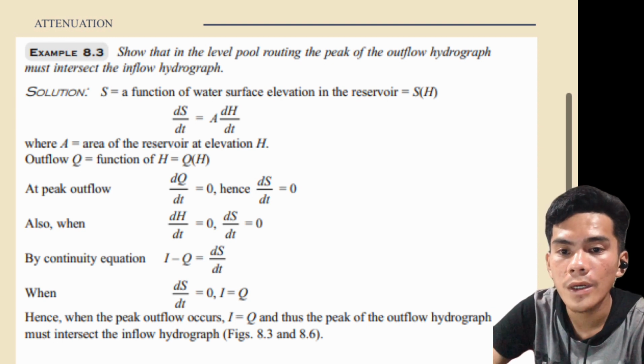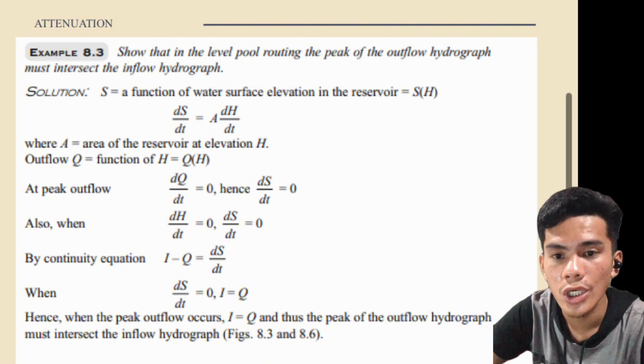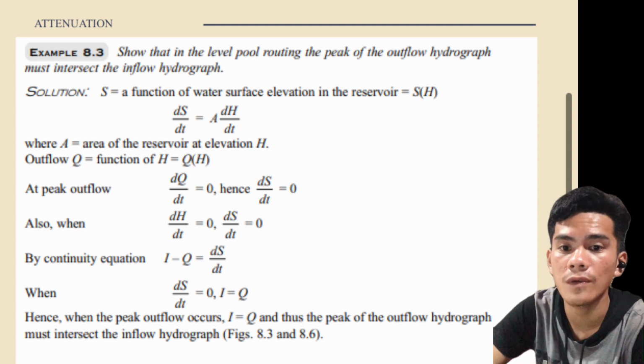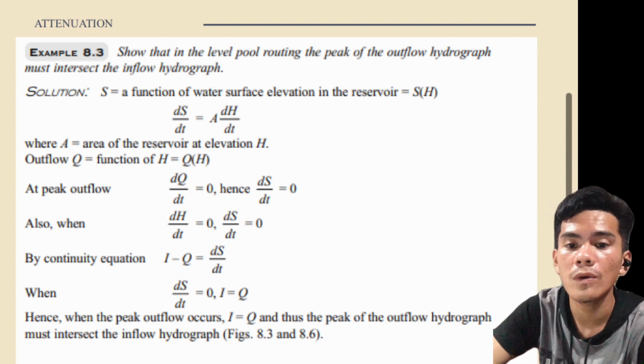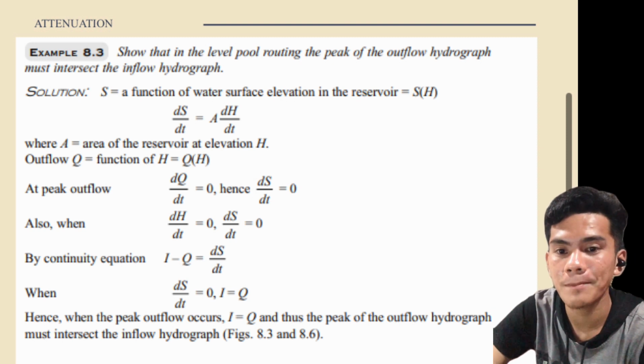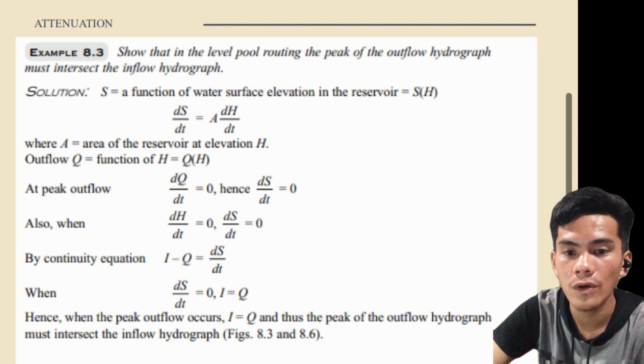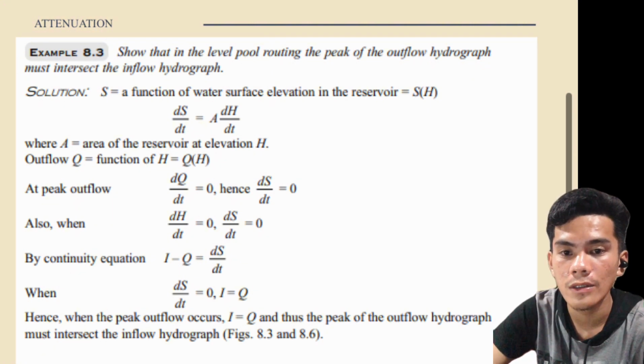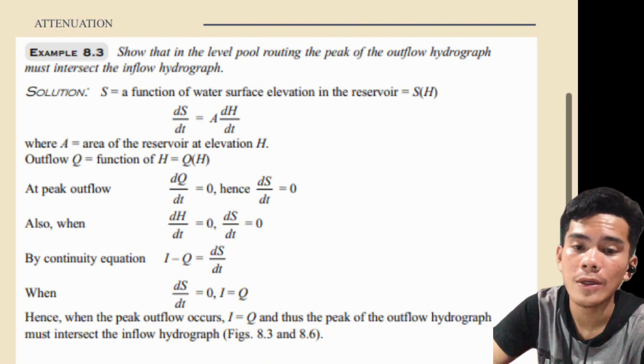Where A is the area of the reservoir at elevation H, the outflow Q is a function of H, or Q equals a function of H. At peak outflow, dQ over dt, the derivative of the outflow over time, is equal to 0. Hence, dS over dt is equal to 0. Also, when dH over dt is equal to 0, dS over dt is equal to 0.